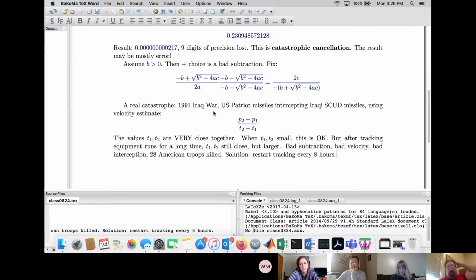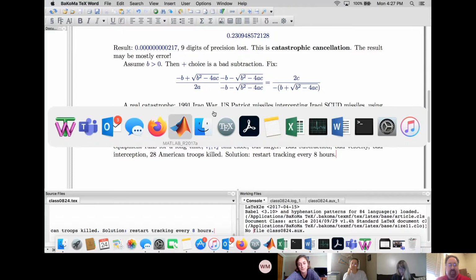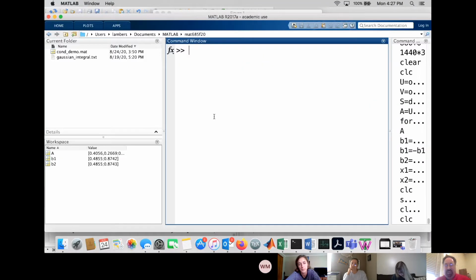This is why algorithms, numerical methods, must be designed so that you can trust the answers that you're getting. Because of floating point issues, you can sometimes get very strange behavior. I'm going to do a quick demonstration of that in MATLAB, and then we'll spend the rest of our time there anyway.